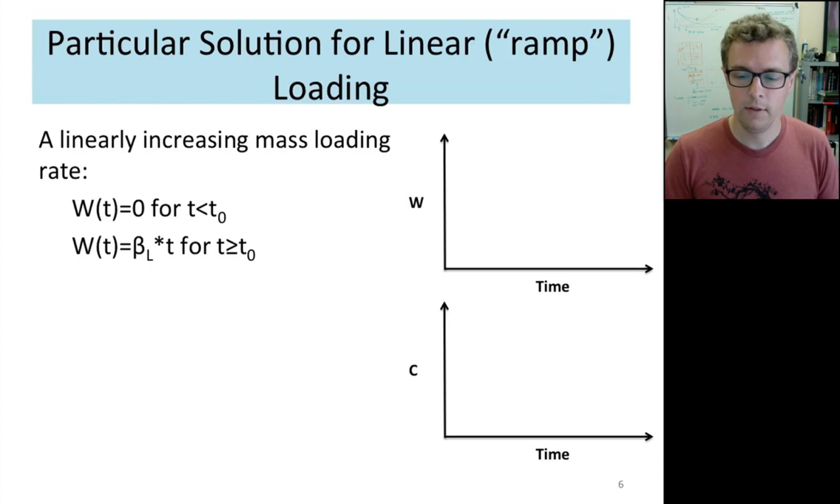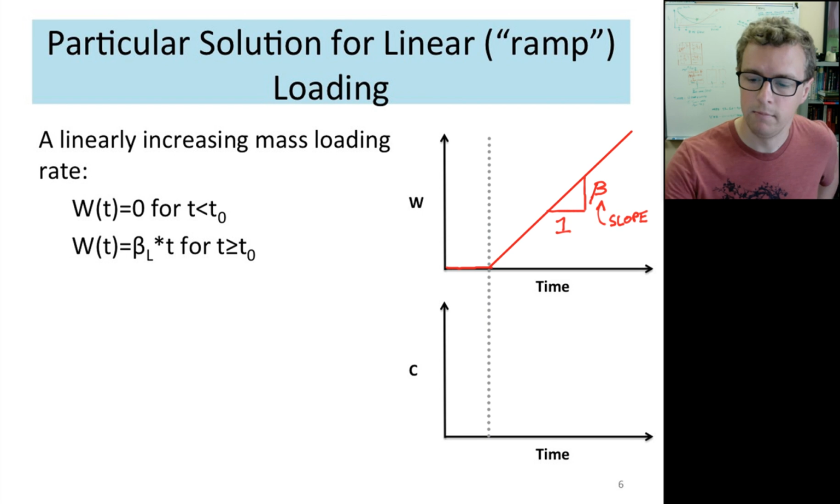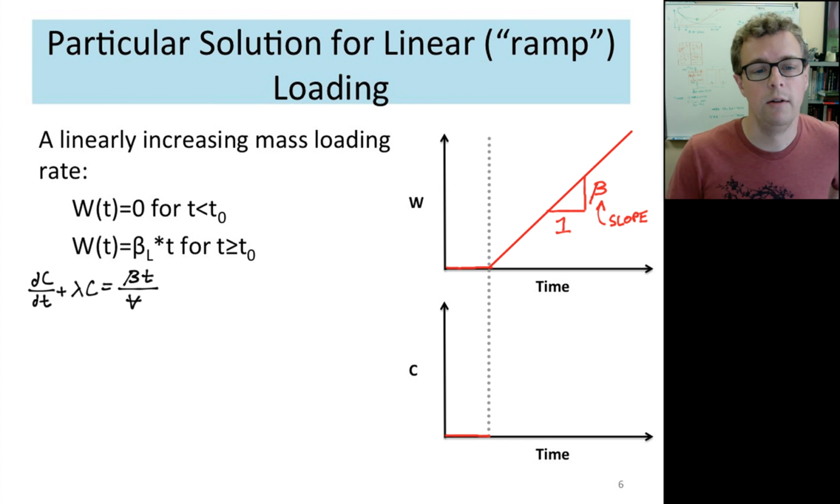Okay, the next load I want to take a look at is what's called linear loading or ramp loading. And the idea here is that our load increases linearly through time. So something like I've drawn in the top right, where this beta L is describing the slope of that loading rate, or the load per time that will be applied. Mathematically, it looks something like this, where our loading term is now described by that beta multiplied by t, so that's a linear growth of the load itself.